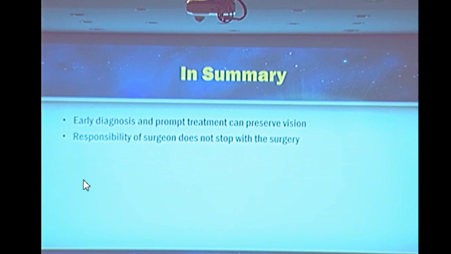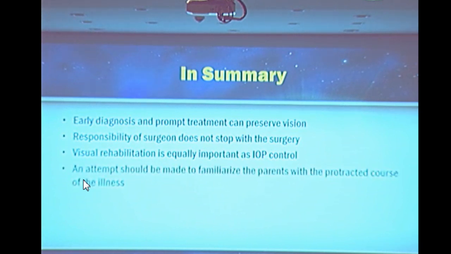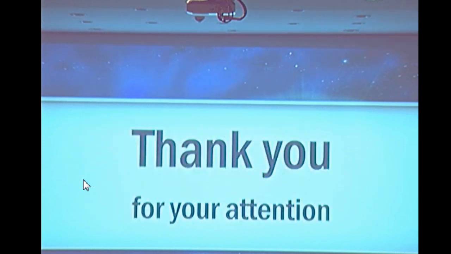The responsibility of the surgeon doesn't stop at the procedure itself. You need to rehabilitate the eye and make sure that everything is in order. The most upsetting moment is when I see a child with a very successful procedure, clear cornea, crystal clear, healthy disc, everything, and the vision is low because he has amblyopia. This is really a very hurting issue. Rehabilitation is no less important than controlling the pressure, and we need to discuss the course of the disease with the family, so they know this is a protracted course and pay attention and help the surgeon in preventing or combating amblyopia.